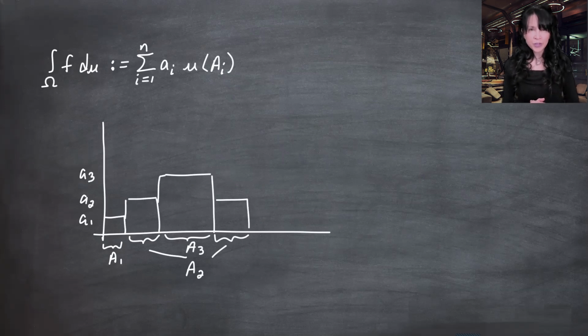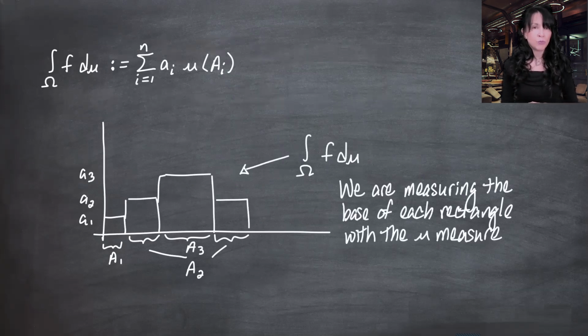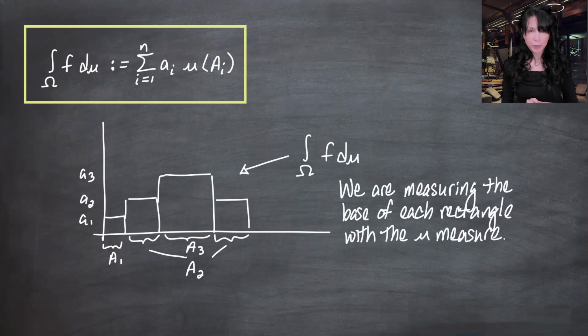But we're going to measure the base of these rectangles through the general measure mu. So the base of this first rectangle is mu of capital A1, and the total base of the second and fourth rectangles is the mu measure of capital A2, etc. This is how we define this integral with respect to the measure mu.